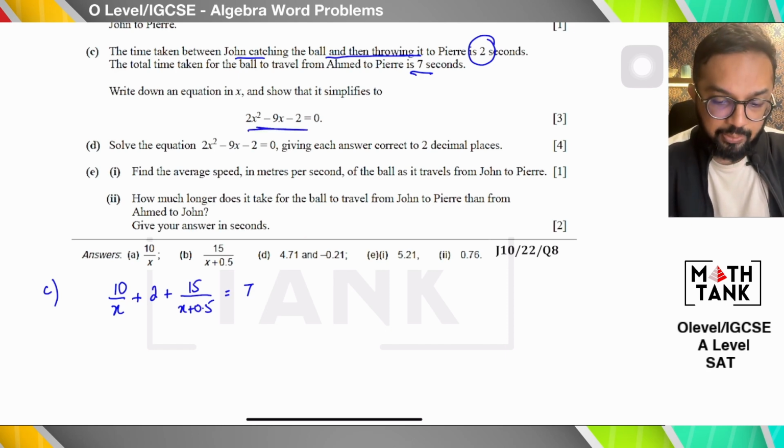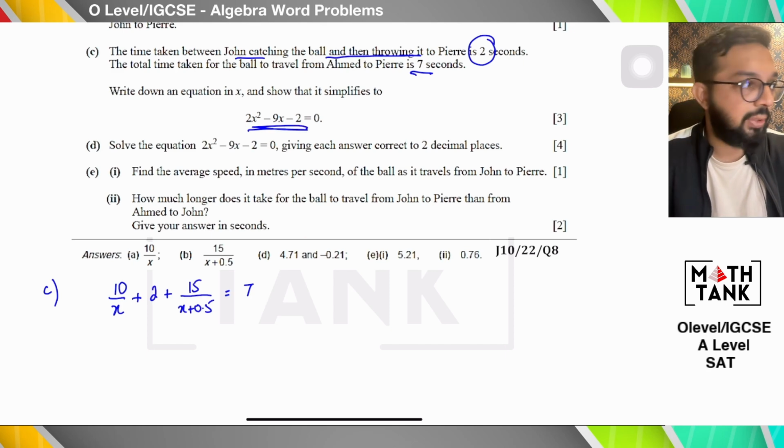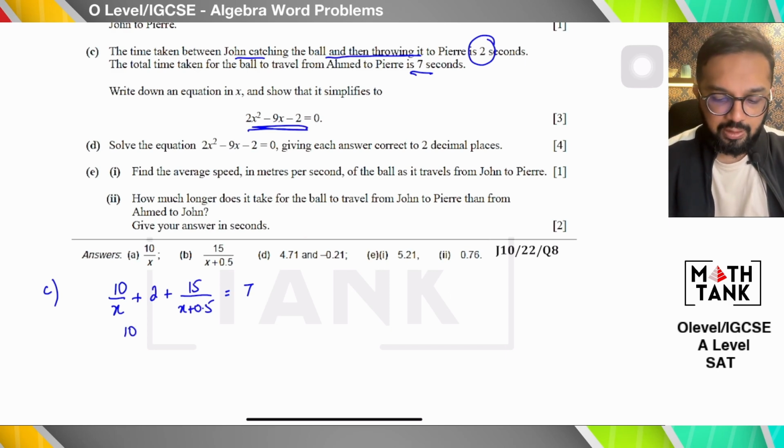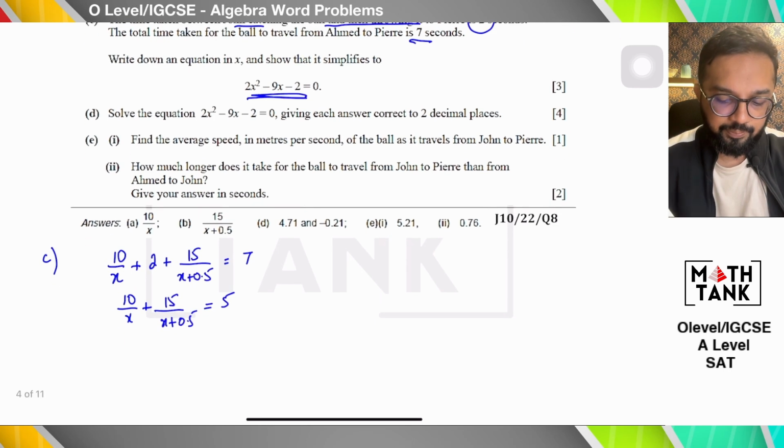This should boil down to this. That is what I have to show you in the question. So I'm going to do that. I'll first take 2 to the other side and say that this becomes 5. Take a common denominator.